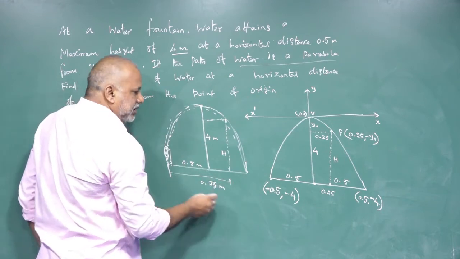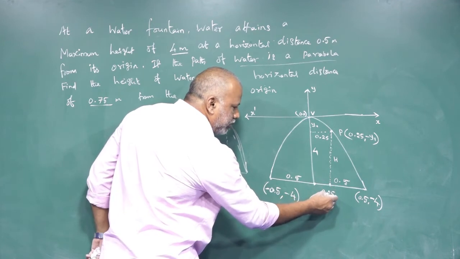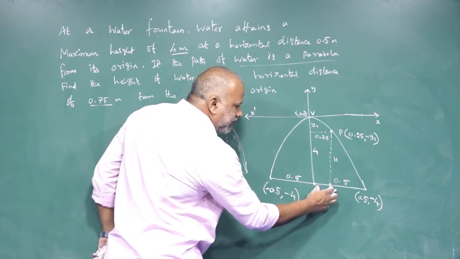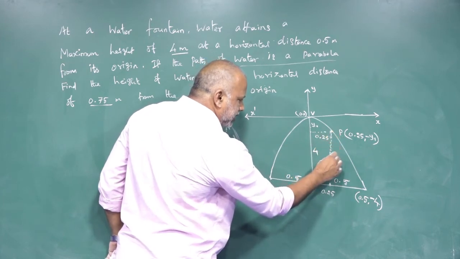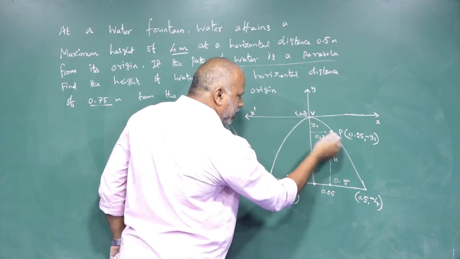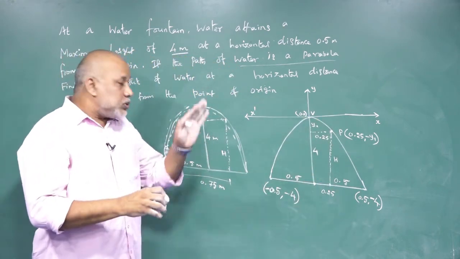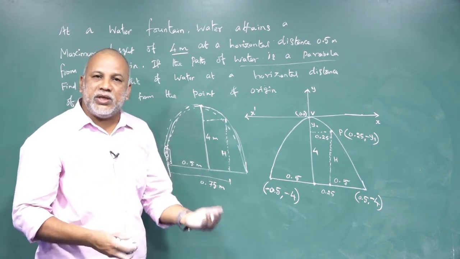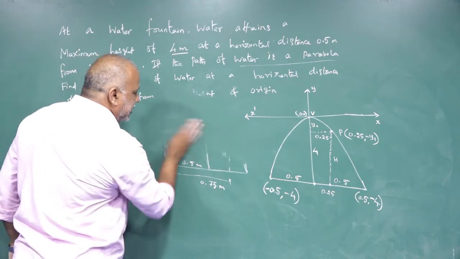0.75 from the origin means we have already crossed 0.5, and one more 0.25 remains. Again this is parallel, so we get the same 0.25 here. This value is unknown. So this point is x comma y coordinate 0.25 comma minus y1. Now we are going to form the equation with the help of this diagram. So read the question carefully.